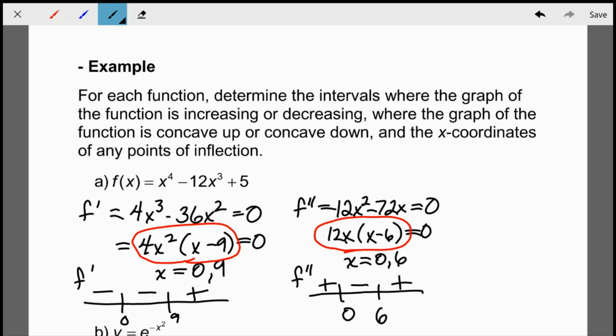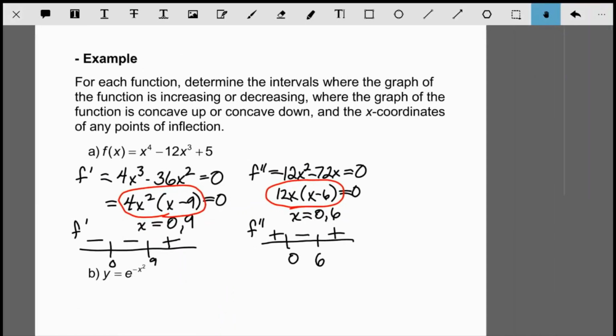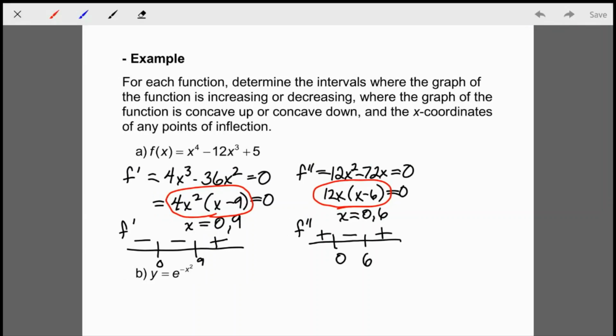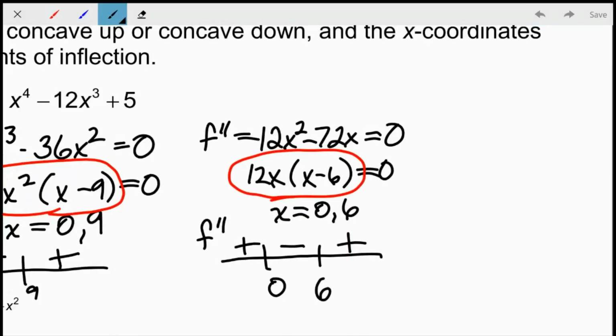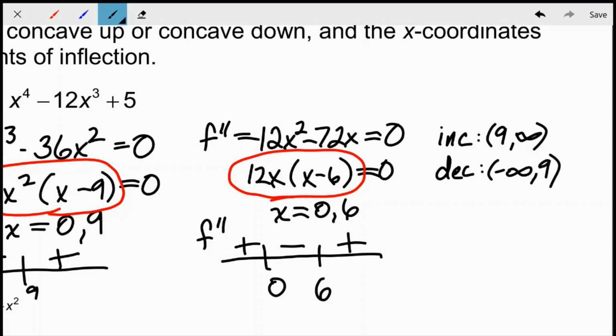Okay, so from that, now I can answer all of these questions. So the whole thing about increasing, decreasing, all of that information that they wanted me to find, I can now answer that. So this is going to be increasing on my interval from 9 to infinity. It's going to be decreasing on the interval from negative infinity to 9. And all I'm really doing is just reading this information off of my sign chart.